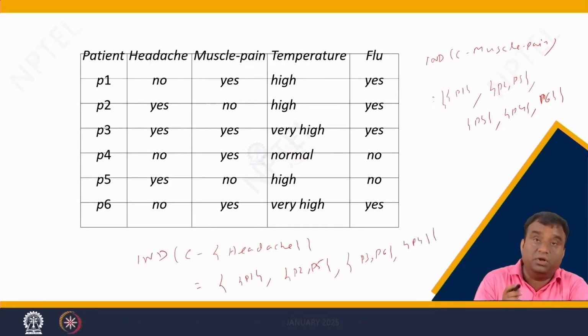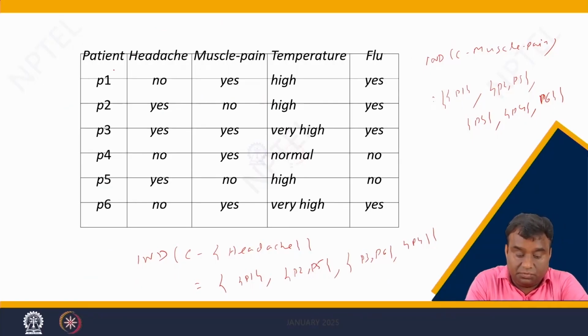Similarly, we are going to consider another example. This is also a decision table. The objects are patients, that is P1, P2, P3, P4, P5, P6. Headache for P1 is no, muscle pain is yes, temperature is high, flu is yes. P2: headache is yes, muscle pain is no, temperature is high, flu is yes. For P3 headache is yes, muscle pain is yes, temperature very high, flu is yes. For P4 headache is no, muscle pain is yes, temperature is normal, flu is no.